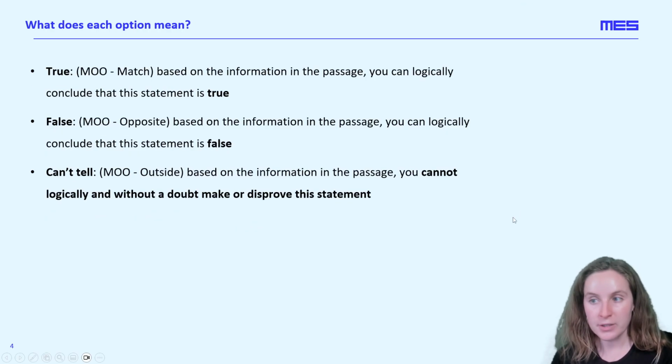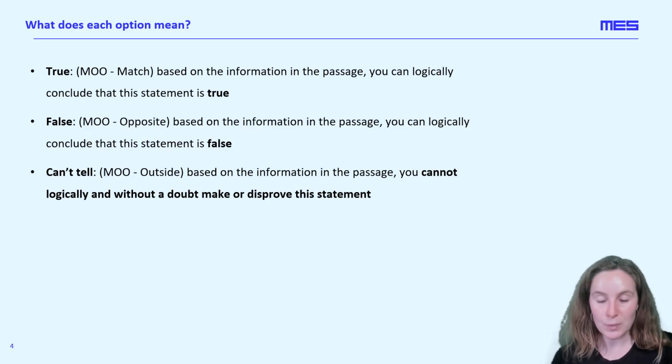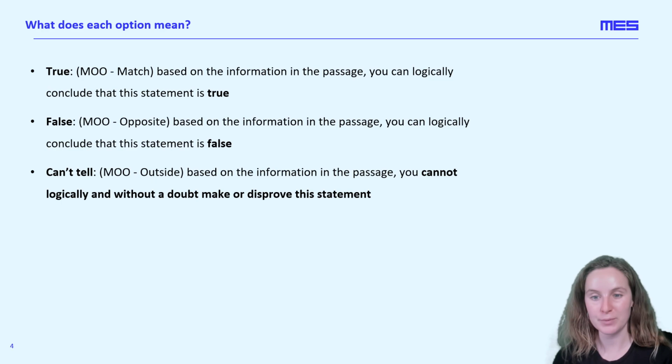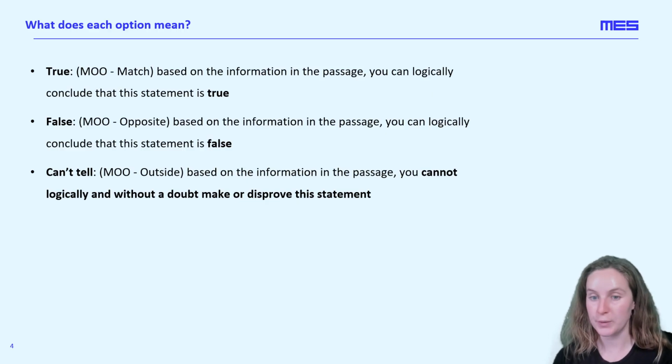Now, each option we talked about in the first video has real-world applications, true, false, and can't tell, but here in the context of the verbal reasoning exam, they have a very specific meaning. So we'll go through that and analyze one of the mnemonics that's pretty popular, MOO, to see how it works for you and in some cases how it can become a pitfall for you as well.